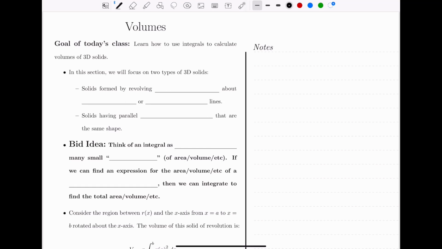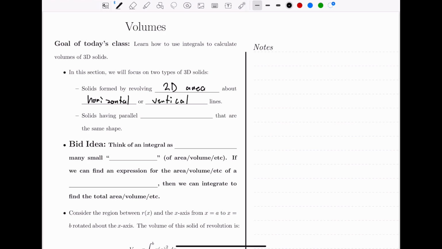Hello and welcome. In this video, we will talk about how to use integrals to calculate volumes of three-dimensional solids. We'll focus on two specific types of solids. The first kind is a solid formed by revolving a two-dimensional region, or a two-dimensional area, about either a horizontal or a vertical line.